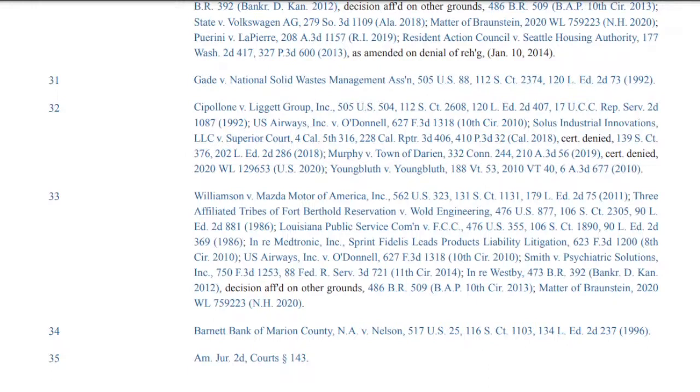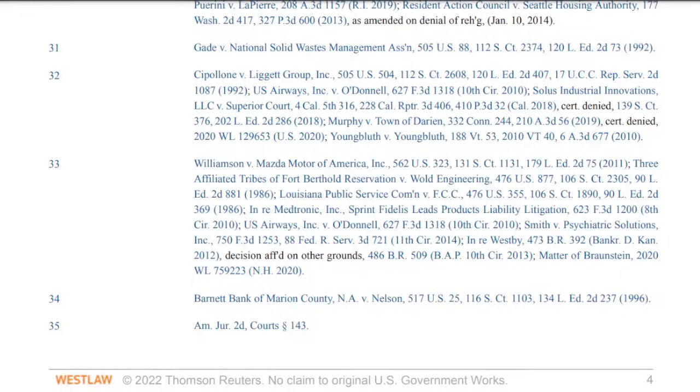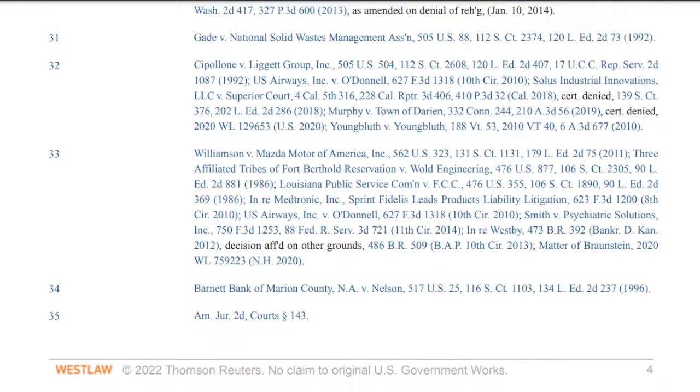No. Connecticut. Affiliated Tribes, Fort Berthold Reservation versus Wold Engineering, 1986. Yeah, so we got a lot of interesting things here. Affiliated Tribes of Fort Berthold Reservation. Oh, sorry, Three Affiliated Tribes. So this would be an interesting case here, 1986.